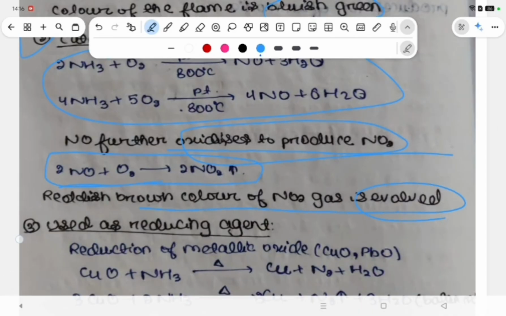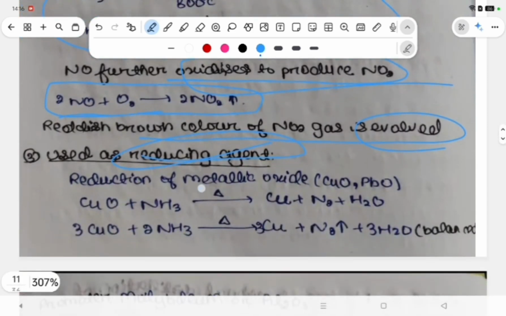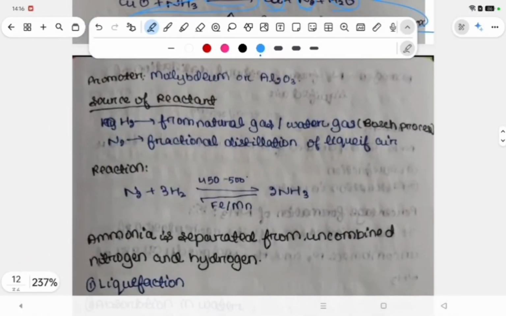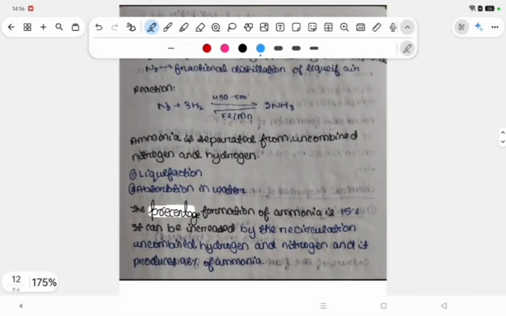Third, used as a reducing agent. Reduction of metallic oxides CuO and PbO: CuO plus ammonia on heating gives Cu plus N2 plus H2O. You have to balance this equation. This we have already done. By mistake I added this slide again.